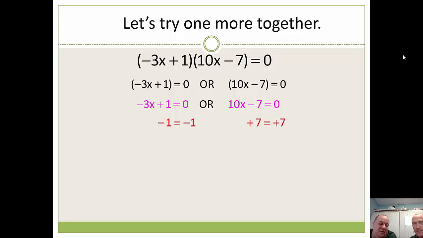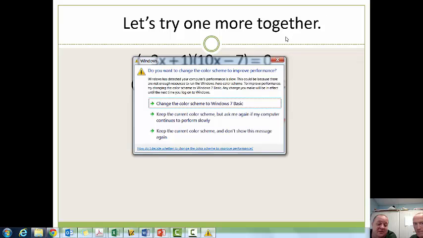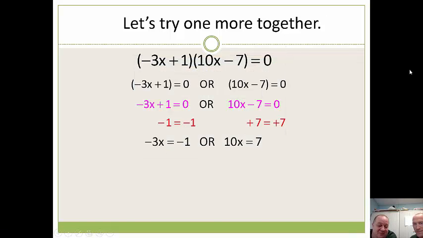So let's look at the left one first. We would subtract 1 from both sides. We'd have negative 3x equals negative 1. If we went on the right side, we could do 10x minus 7 equals 0, so we'd have to add 7 to both sides. We'd have 10x equals 7. We go to the next step for either one.